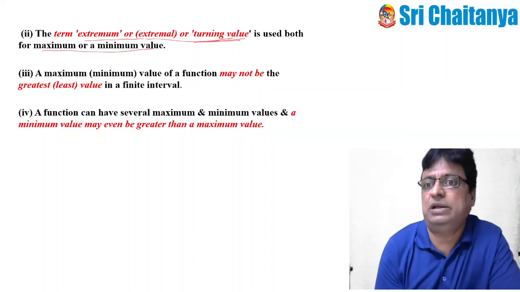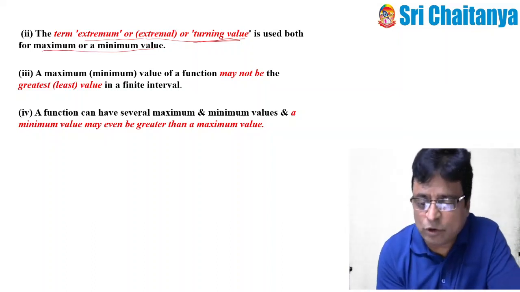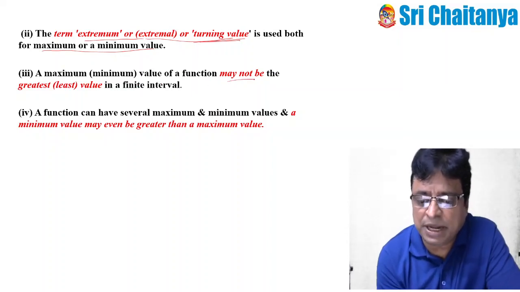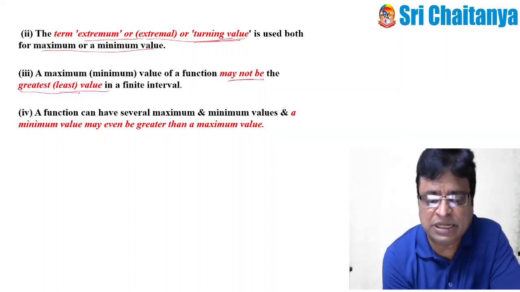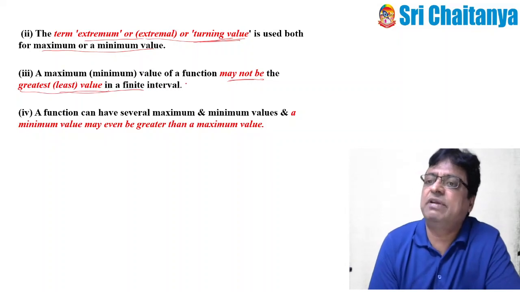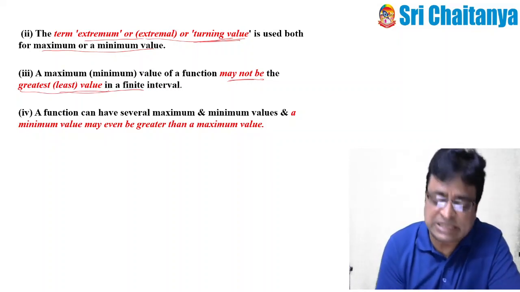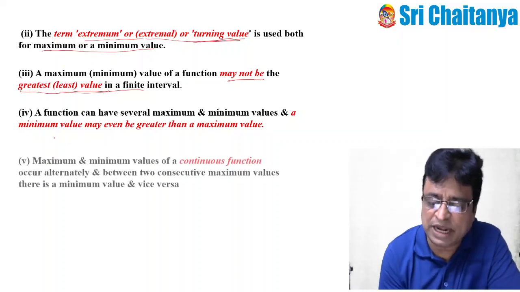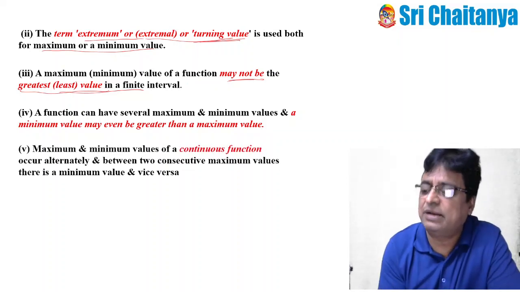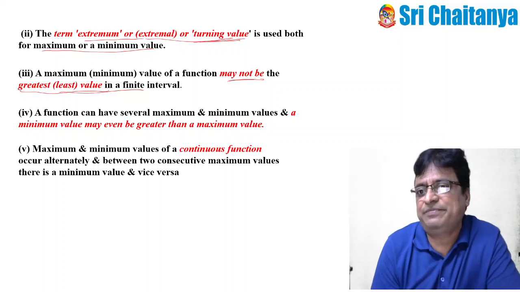Maxima and minima values. And again what I told, maxima and minima may not be the greatest or least of the function in the given finite interval, provided the function is what? Continuous function. Sometimes what happens? Minimum value at any point may be greater than maximum value at another point.